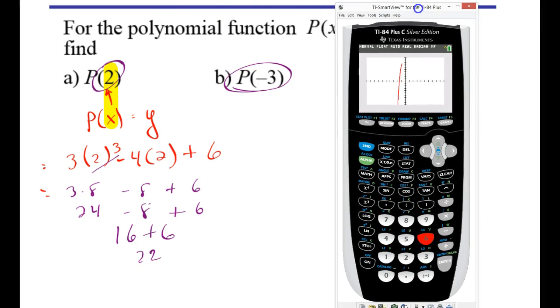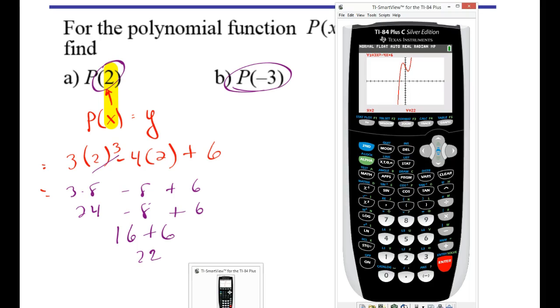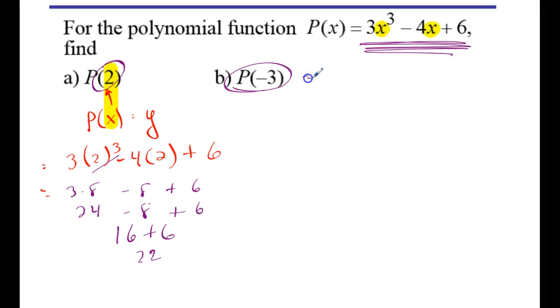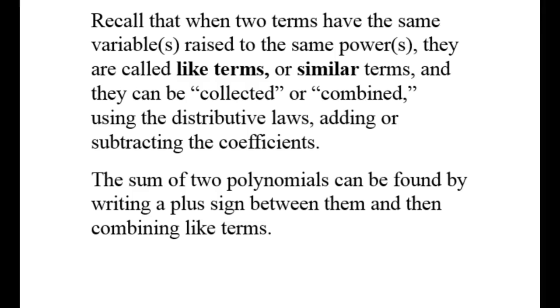But this is really the fastest way to evaluate functions very quickly. Just hit trace 2 enter, and there's that 22 that I was looking for. And then if I wanted to evaluate it at -3, I just type in the -3. Make sure you don't hit the gray key. That's a minus key. And I get -63. So that's honestly what I would probably do on this one. What did I say? -63? Yep, -63. So instead of doing all of the math, we can just number crunch it on our calculators.